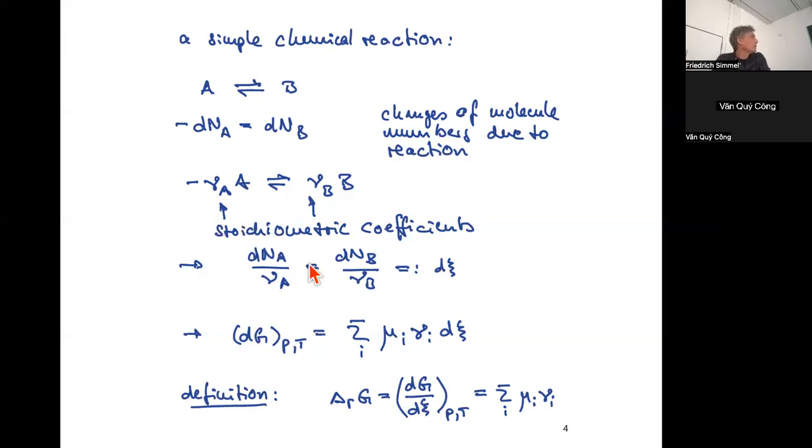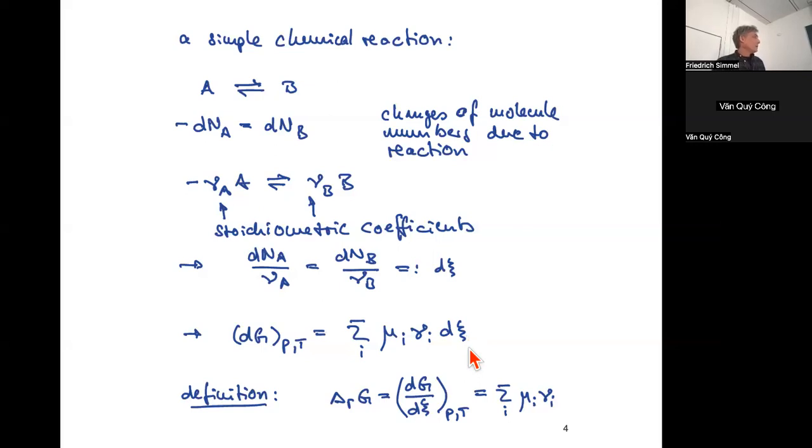Now, one thing that one can introduce is the so-called extent of the reaction. That's a reaction coordinate, psi, that tells you how far the reaction has gone from left to the right, in a sense, in this equation. And this is obtained by just dividing this dn by the corresponding stoichiometric coefficient. And that allows you to rewrite the dG as the sum over chemical potentials times stoichiometric coefficient times this d psi, which is the differential reaction coordinate.